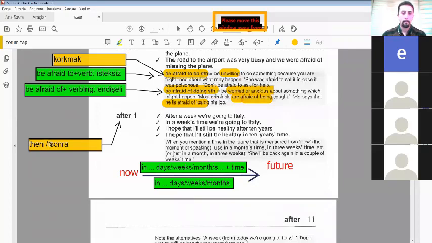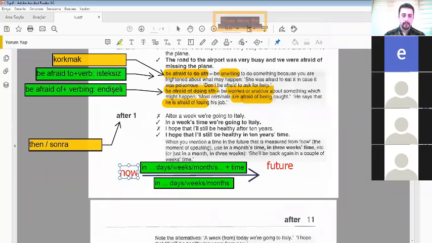After a week, we are going to Italy. In a week's time, we are going to Italy. I hope that I'll still be healthy after 10 years. I hope that I'll still be healthy in 10 years' time. Okay. So what is that? Here, using after is wrong.